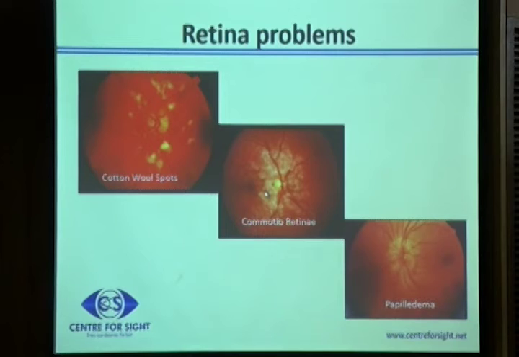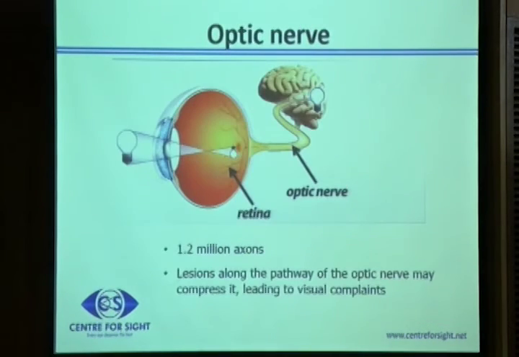Also, examination of the retina could reveal cotton wool spots, which could happen not only in diabetes, but also in conditions like central retinal vein occlusion or even in HIV retinopathy. Commotio retinae is what we see in patients who have sudden blunt trauma. And of course, papilledema could happen with optic neuritis or even with brain tumors.